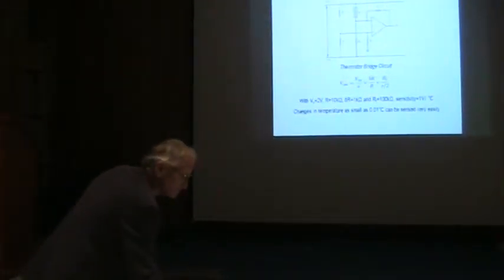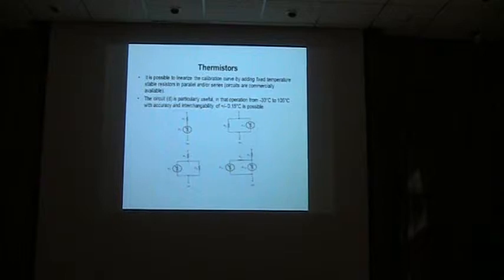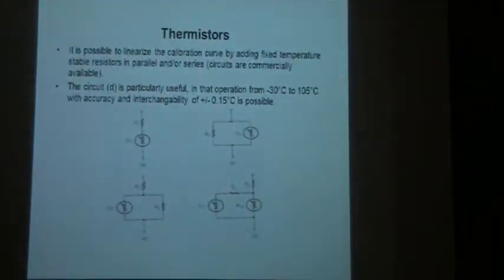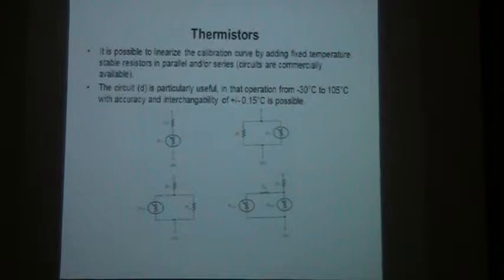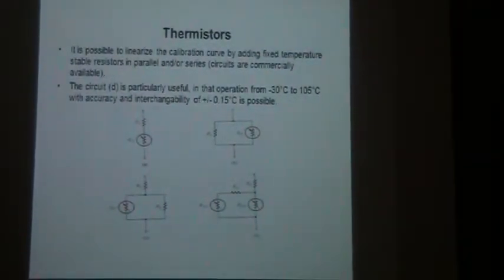So they are thermistors. There are commercially available linearizers, very simple linearizers composed of different combinations of resistors. They help us to linearize transfer characteristics. They are manufactured for different ranges of temperature, and what is really important in this case, the so-called interchangeability. We can obtain this parameter plus or minus 0.15 degrees centigrade. It's possible to obtain. It's not so bad.